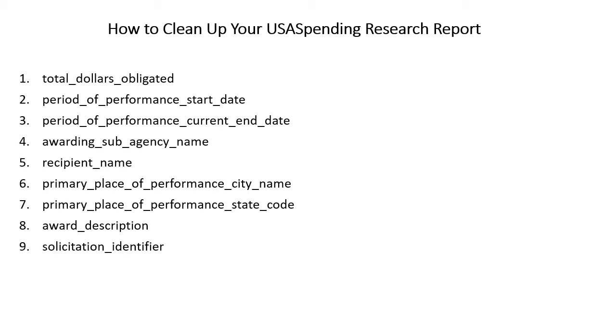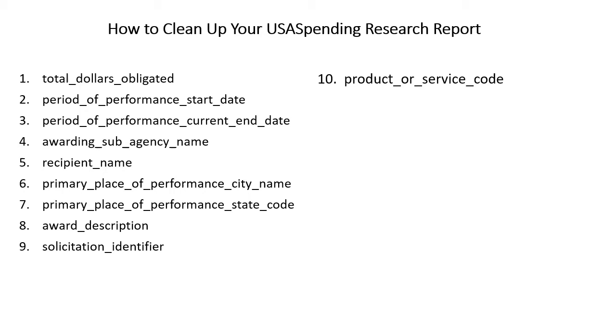Number 9, solicitation identifier. You may or may not need that. A lot of times you only need the solicitation identifier if you're trying to find the old contract. I do that a lot because I'm trying to figure out pricing. Someday you may need to know that. Sometimes they have the solicitation identifier in there, and sometimes they don't.